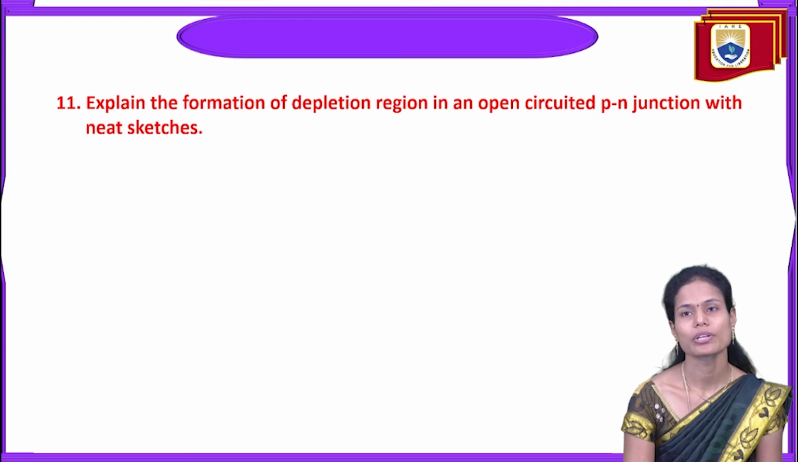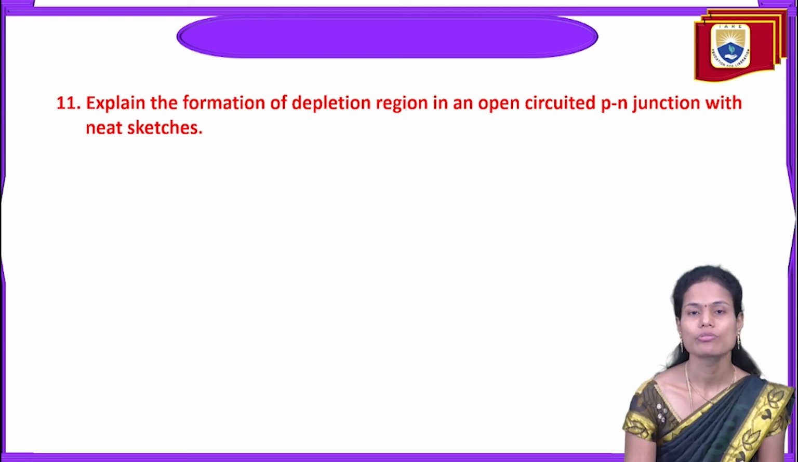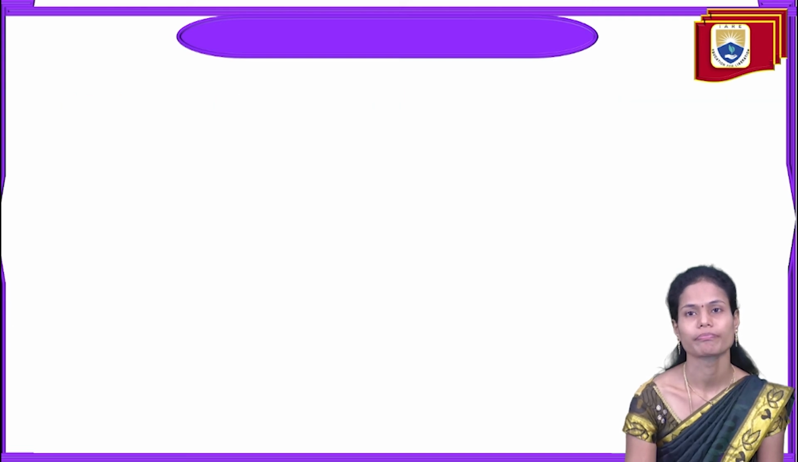And next, explain the formation of depletion region in open circuited PN junction diode with neat sketches. So this will also be discussed in the previous slides, how the PN junction we are forming and how the depletion region is forming in the PN junction diode.